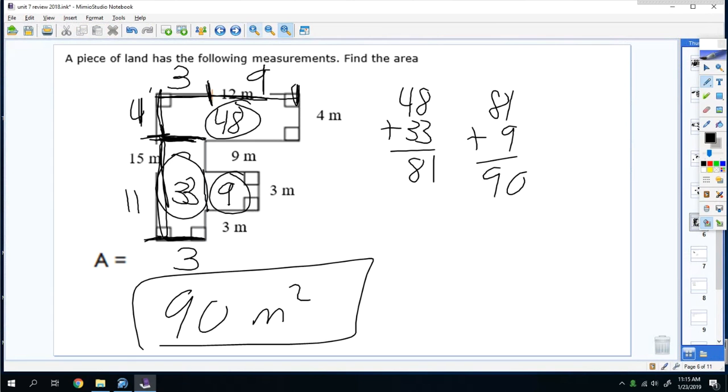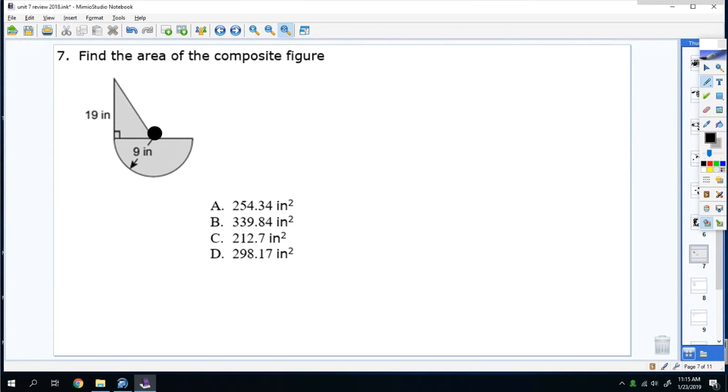All right, number 7. Find the area of the composite figure. Well, I see a triangle and a semicircle. So the triangle formula is A is equal to base times height divided by 2. So the base is 9, the height's 19, and you divide by 2. Generally, I told you in the past that you can divide by 2 first. You still can, but it won't be as pretty because 9 and 19 are both odd numbers. So what I'm going to do is I'm going to do 9 times 19 first. 9 times 19 is 171.